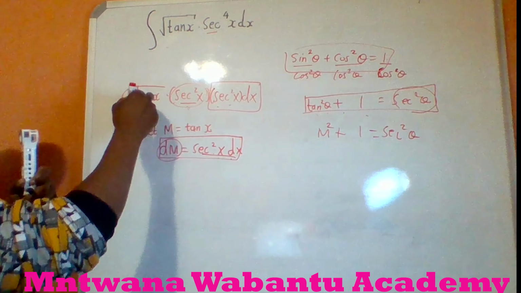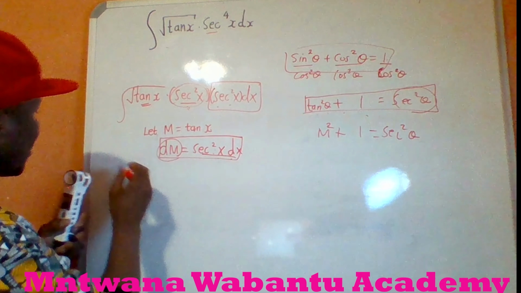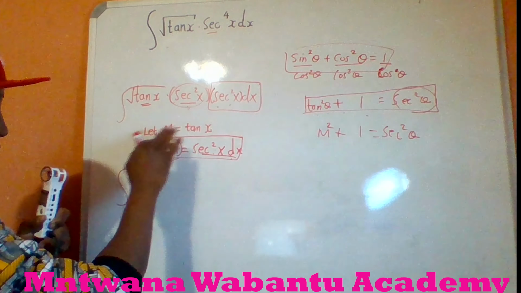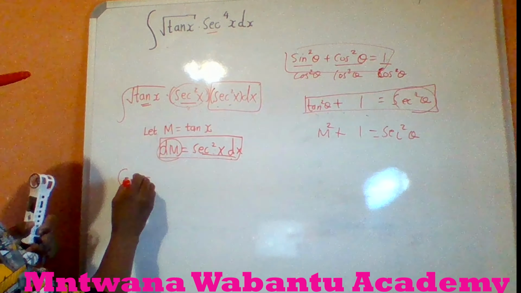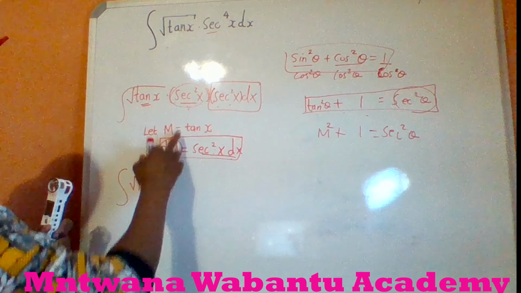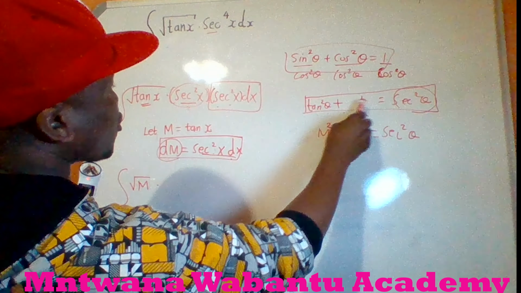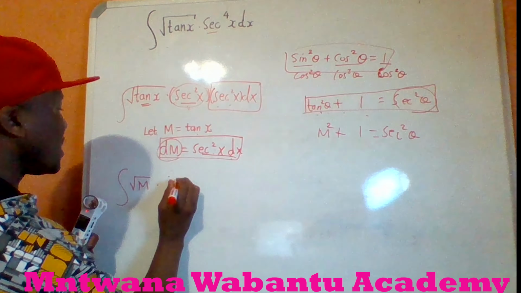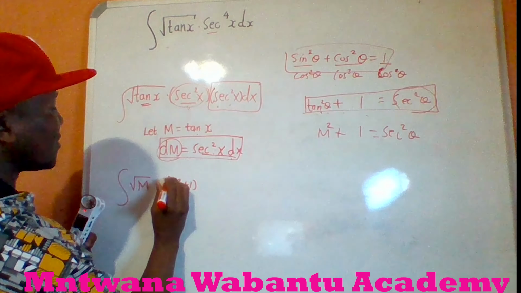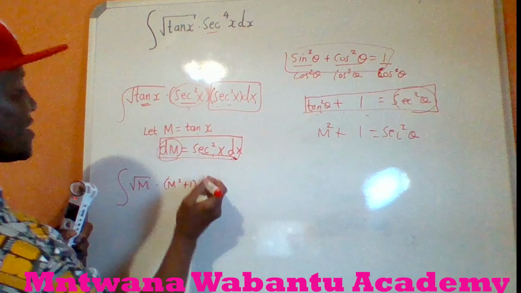So let's substitute back all the values. It's an integral, so everything must be in m now. Square root of tan, which is m, multiplied by sec square. But what is sec square? Sec square equals tan square plus 1, and what is tan? m. So m squared plus 1. Now sec square x dx is dm.